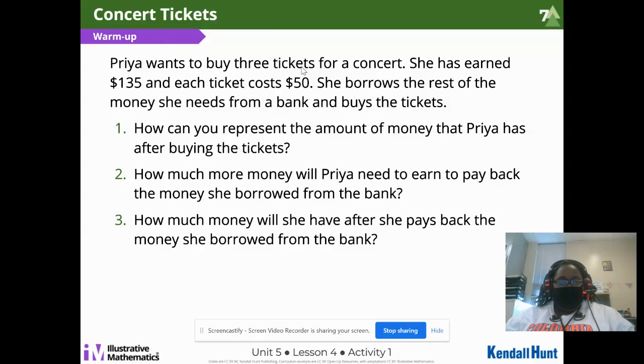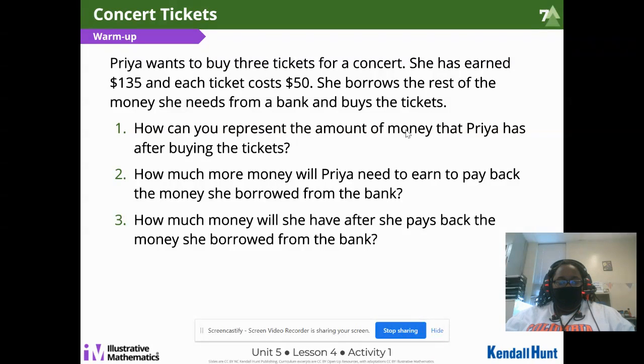It says Priya wants to buy three tickets for a concert. She has earned $135 and each ticket costs $50. She borrows the rest of the money she needs from a bank and buys the ticket. So the first question says, how can you represent the amount of money that Priya has after buying the ticket?